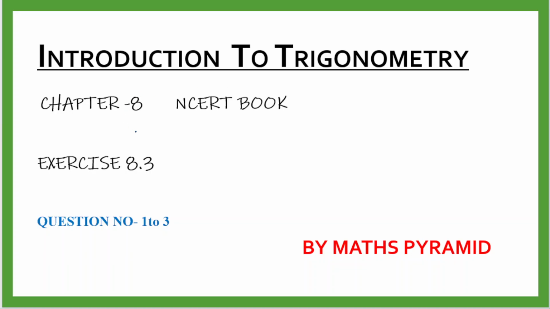Today we are going to solve exercise 8.3, chapter 8 of the NCERT book. Under this exercise, till now in exercise 8.1 and 8.2 we used the trigonometric ratios. But now we are going to use trigonometric identities along with the trigonometric ratios. We have discussed the basic trigonometric identities in the theory part.